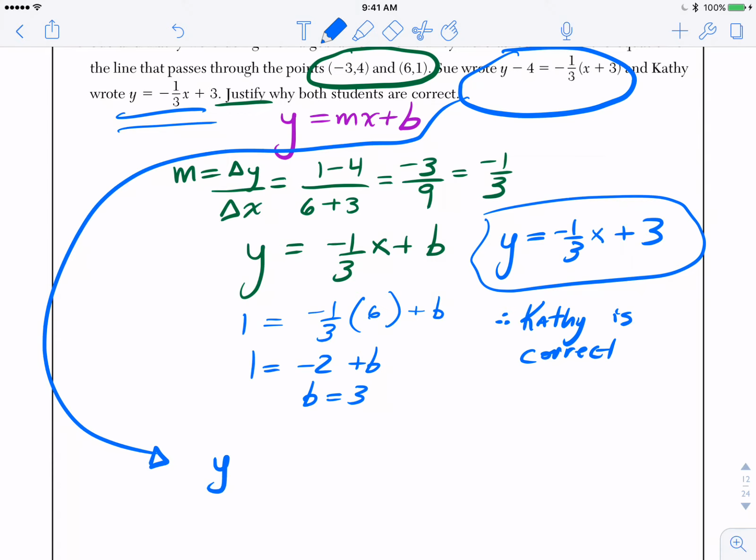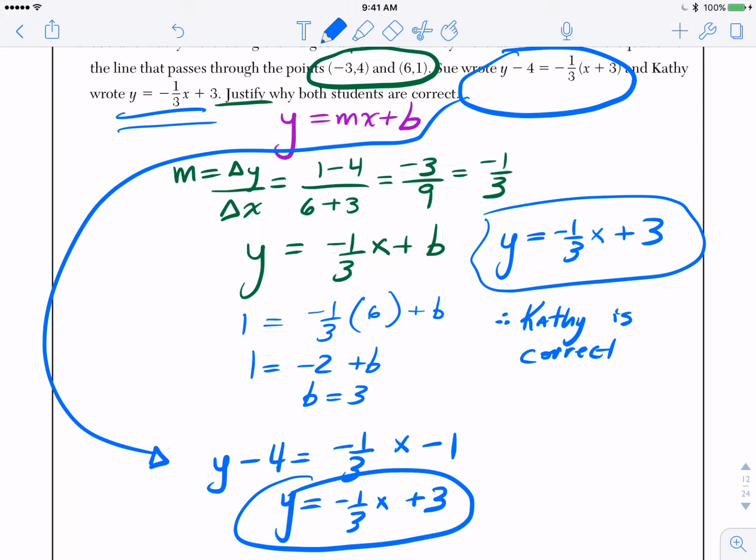If we distribute that 1/3, we're going to get -1/3 x. 1/3 of 3 is 1, -1/3, so it should be -1. If I add the 4 over, you should notice this is equivalent. She just wrote it, she basically used point slope, if you're familiar with what that is. If not, it's not a big deal, because we could still show that she had the same equation. Hers looked a little bit different in the beginning. So we could say, therefore, not Kathy, but Sue was also correct.